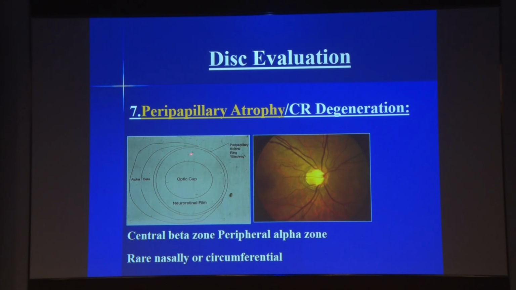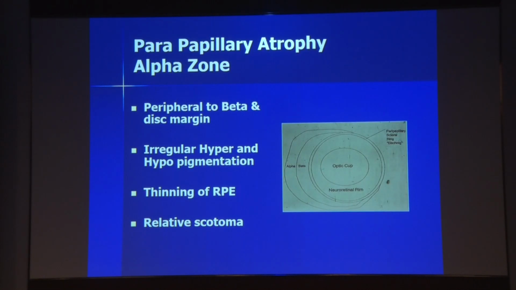This is generally seen. Peripapillary atrophy is on the temporal side. The one closer to the disc is the beta, and in the periphery is the alpha. If you see the alpha zone, it is peripheral to beta. This is the alpha zone. It is peripheral to the beta, and then irregular hyper and hypopigmentation can be seen in this zone.